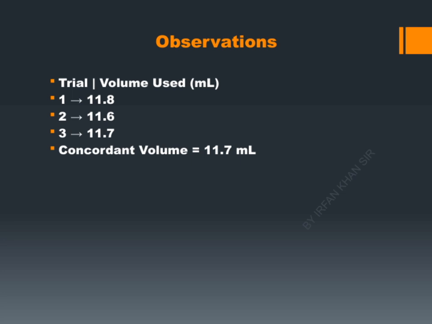This consistency is important because it indicates that our method is reliable and reproducible. Small variations like these are typical, but having them so close helps us confirm that our procedure is solid. Overall, these results support the idea that our measurement process is precise, which is crucial for the accuracy of the overall experiment.